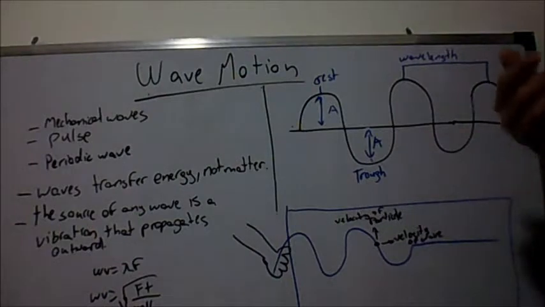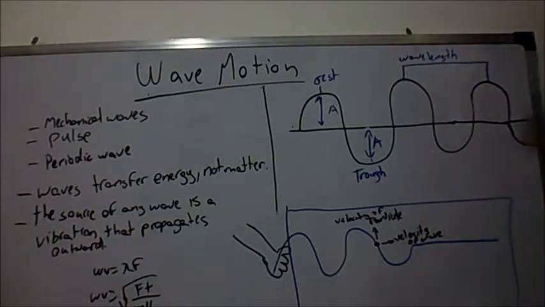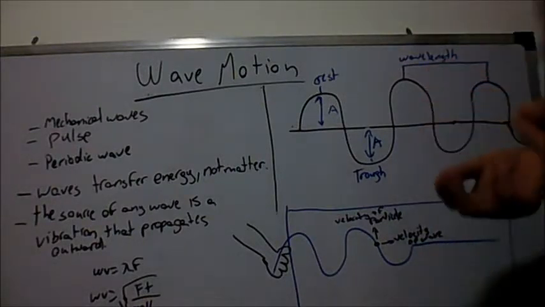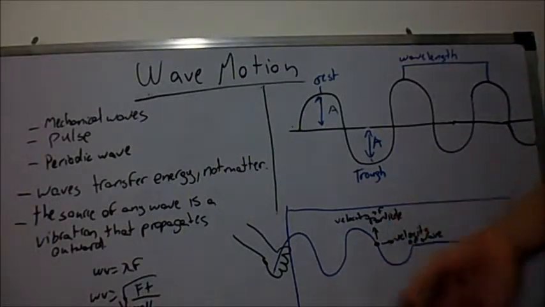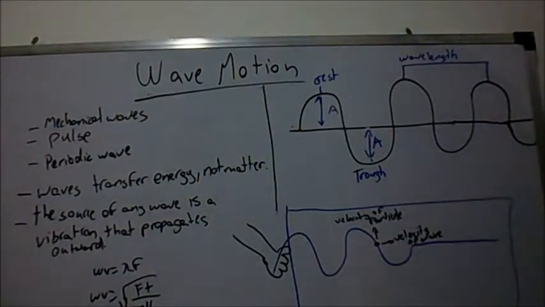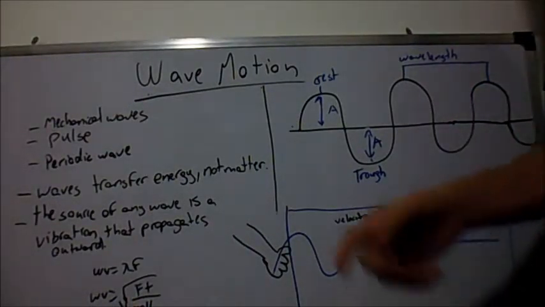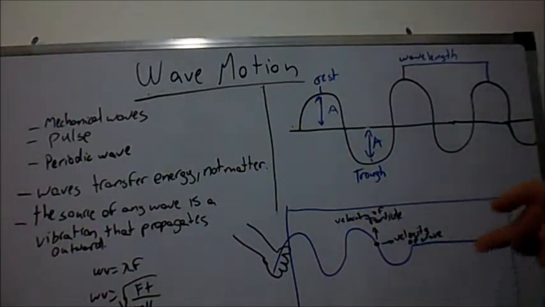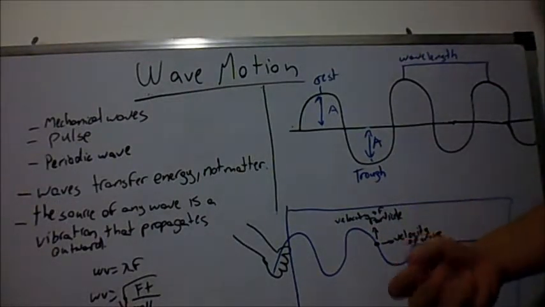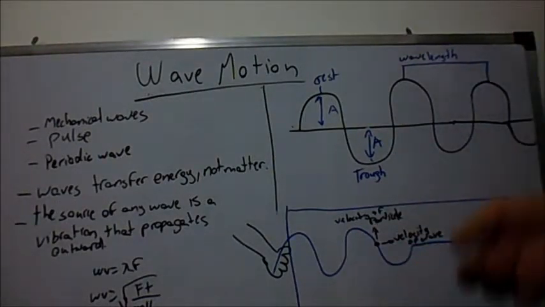Now, if you've ever thrown a rock at a puddle or even spoken, you've created a mechanical wave. The source of any mechanical wave is a vibration, be it a pulse or a periodic wave. What's the difference between a pulse and a periodic wave? A pulse is a wave created by a single vibration. Let's say you grab a rope and just hit it down once, you create a pulse, a single wave. A periodic wave is when you continue vibrating or oscillating something to keep it vibrating.